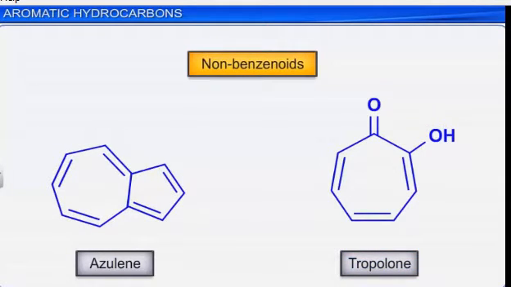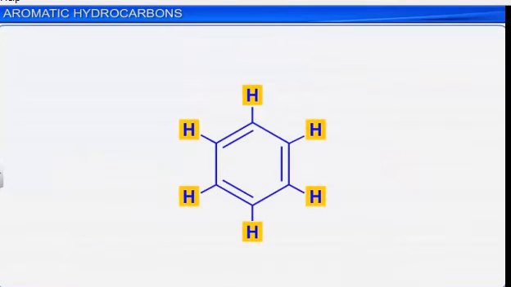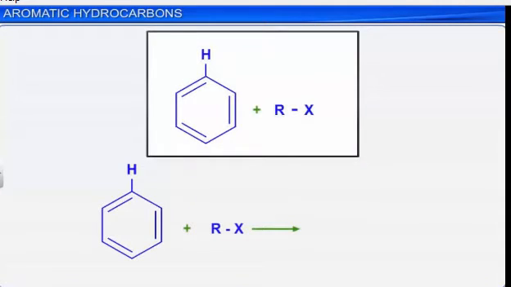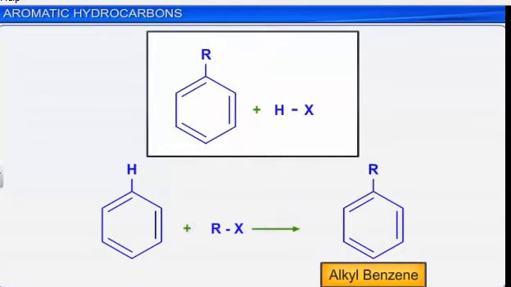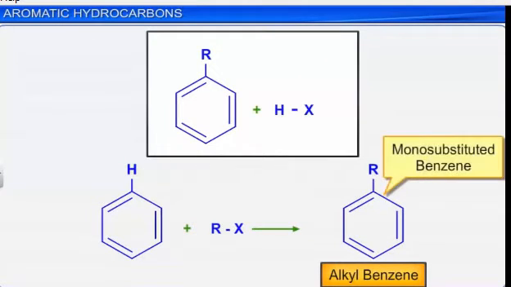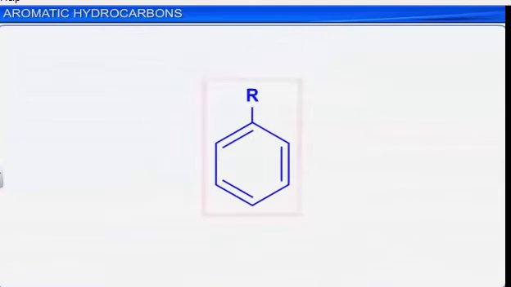All 6 hydrogen atoms in benzene are equivalent. Therefore, replacing a hydrogen atom with an alkyl group yields only one type of monosubstituted product. Thus, the monosubstituted products of benzene do not show isomerism.